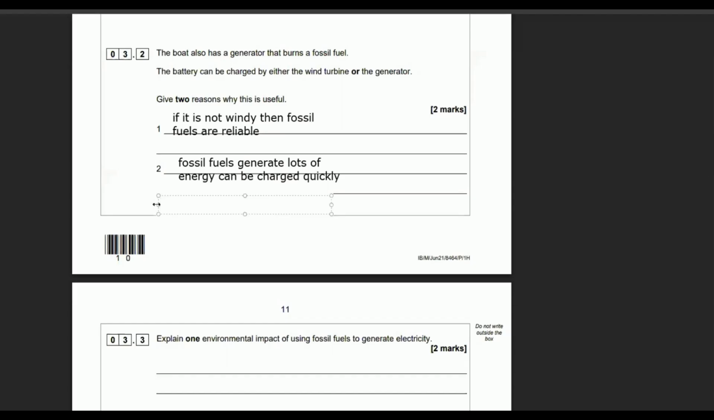Obviously, we could also say when it is windy, we do not have to use fossil fuels. So, reduced carbon footprint, that's just one thing. We could say less greenhouse gases released, saving energy. Yeah, it won't cost you as much either, so you'd save money as well. There's all sorts of reasons why using the wind would be superior to using fossil fuels.